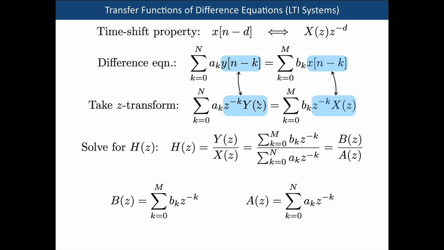And notice that Y of z doesn't depend on k. X of z doesn't depend on k. So we can actually factor those out of the sums and solve for the ratio of Y over X. And that is called the transfer function, again, of a linear time invariant system. If we do that, notice that we would then have this polynomial in terms of the a coefficients in the denominator, and a polynomial in terms of the b coefficients in the numerator. So we end up with this rational function, a ratio of two polynomials, B of z divided by A of z, where A and B are given by these polynomials.